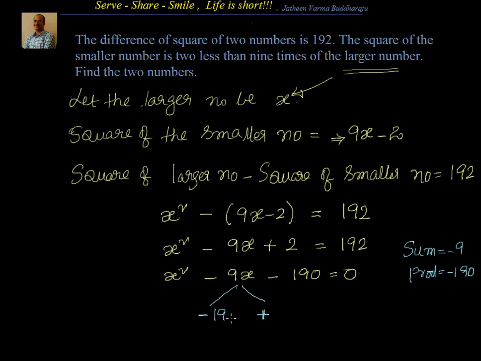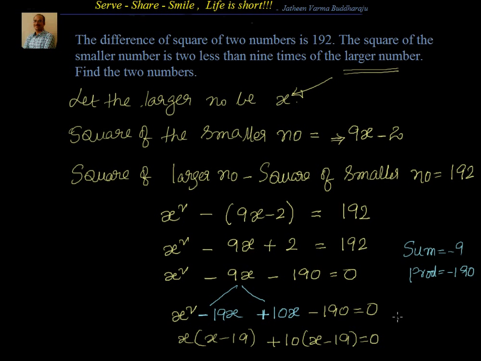We will take minus 19x and plus 10x. Then it becomes x square minus 19x plus 10x minus 190 equal to 0. Can I say x into x minus 19 plus 10 into x minus 19 equal to 0? Or if I take them individually, x equal to 19 or x equal to minus 10. So the value of x can be 19 or the value of x can be minus 10.